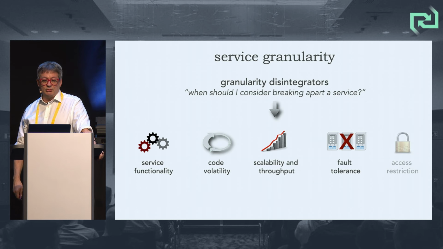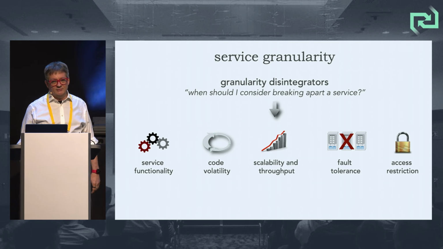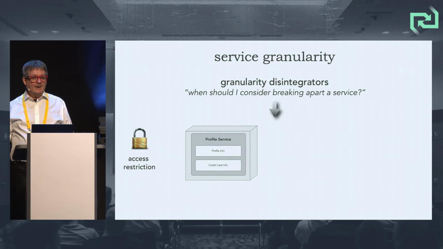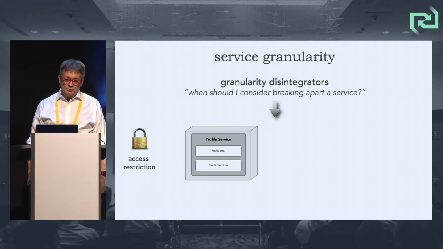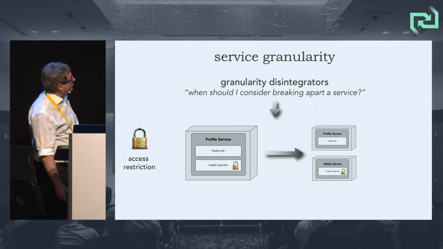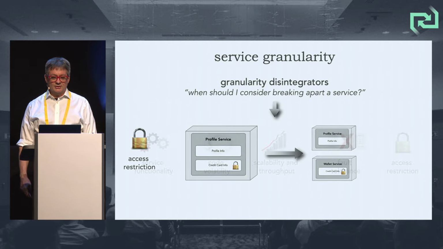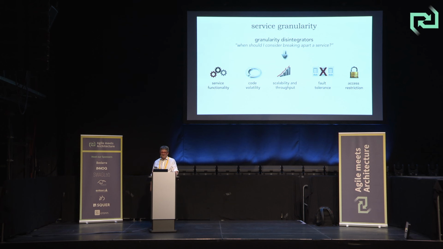And then finally, security, which is a common concern in a lot of ecosystems like this. If you have a profile service with info and credit card info, you may want to break those apart and make the credit card part a lot more secure, because obviously it has to do with something that nefarious people might be interested in. So those are 5 sample disintegrators.